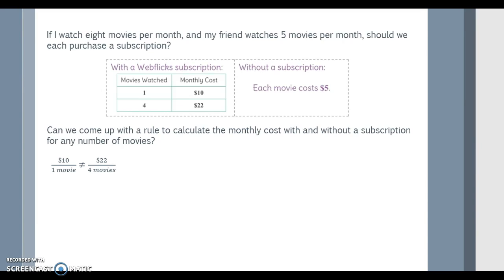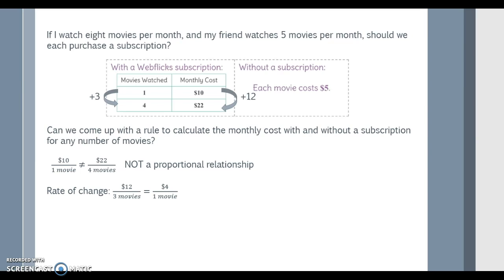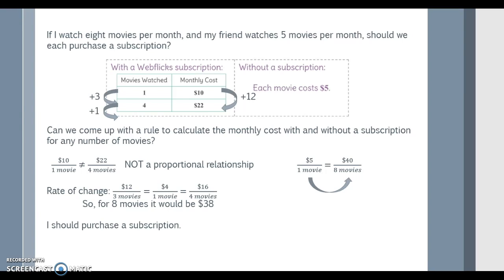Well, I see here that the ratio of $10 for one movie is not equivalent to $22 for 4 movies. So it's not proportional. But I do see that when I go to the movies watched, I increase 3 movies and I increase $12. So the rate of change is $12 per 3 movies or $4 per movie. So for 8 movies, it would be $38. So $5 for one movie is how many for 8 movies? Well, 1 times 8 is 8, and 5 times 8 is 40. I should purchase a subscription.